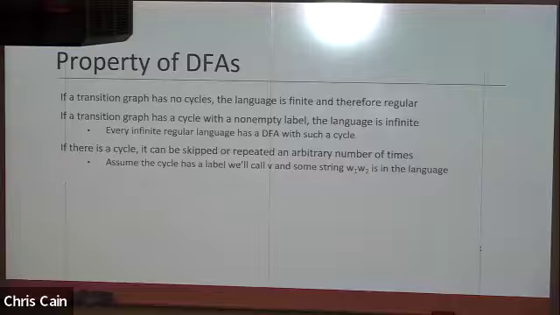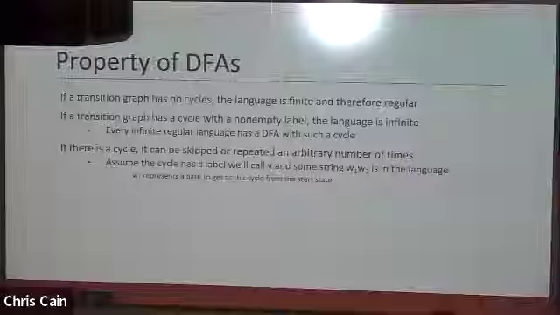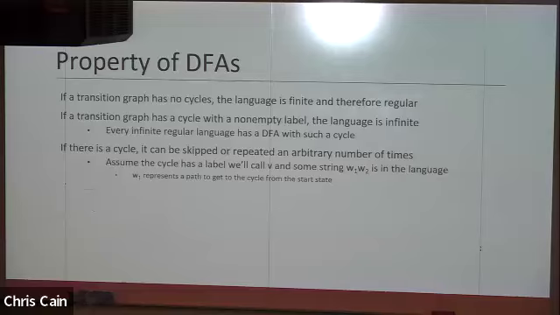So if some string W1, W2 is in the language, then the cycle has some label, and between W1 and W2 is where that cycle starts. Then we can now do what we call pump this string. So W1 is a path to get to the cycle from the start state, and W2 is the path from the cycle to the final state.